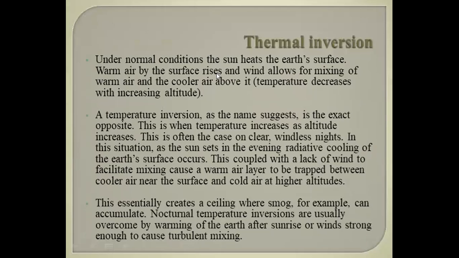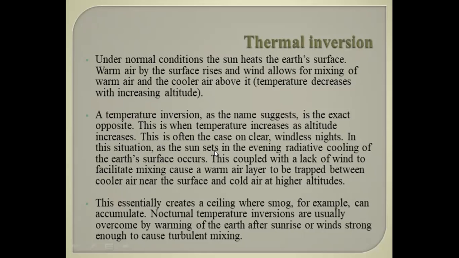There is another mechanism which is known as thermal inversion. Under normal conditions, the sun heats the Earth's surface, warm air by the surface rises, and wind allows for mixing of warm air and cooler air above it, which means that temperature decreases as altitude increases. But in thermal inversion, as the name suggests, it is the exact opposite. This is when temperature increases as altitude increases. This is often seen on clear windless nights.